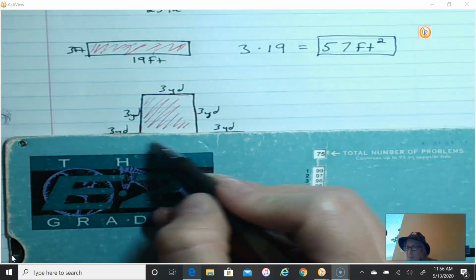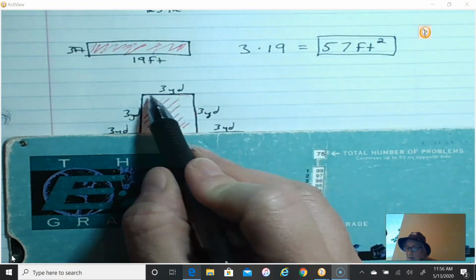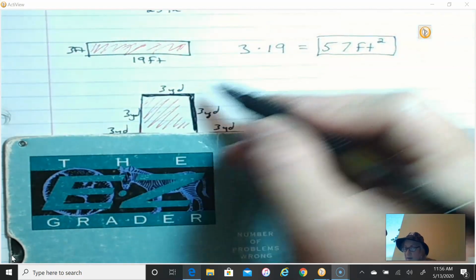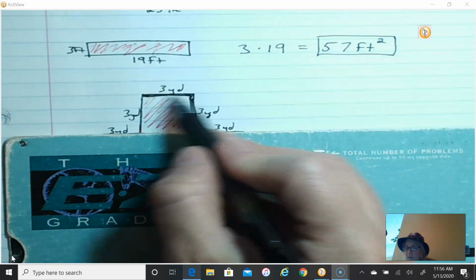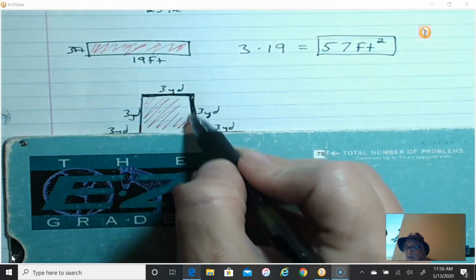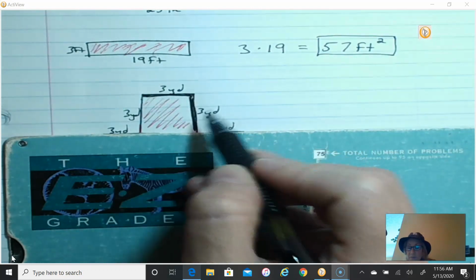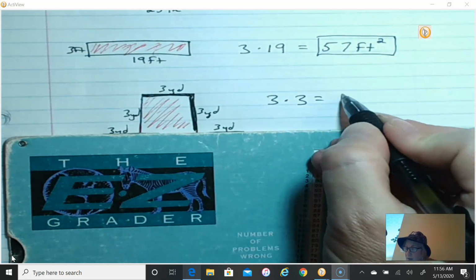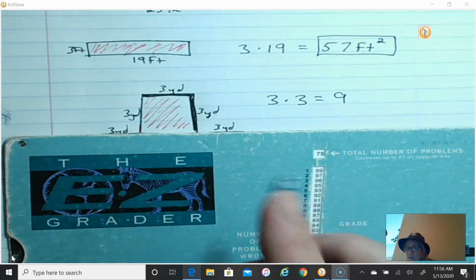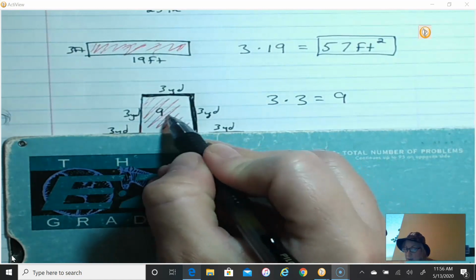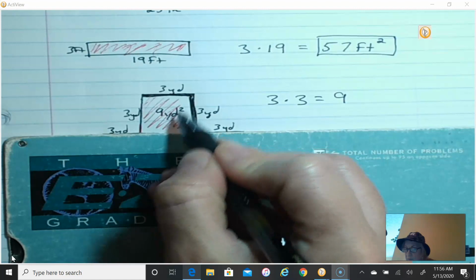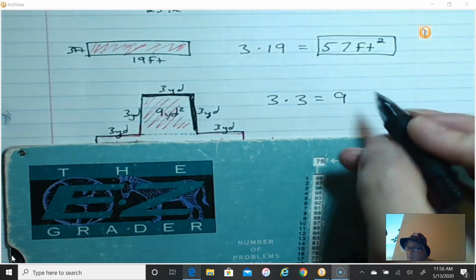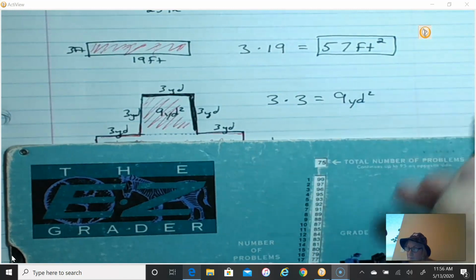Okay, so we're going to cover that one up. So we're only looking at this box. We only need 2 sides. This side we can choose, and we can choose this side. It doesn't matter which 2 sides. You could have done this one and this one, but you need 2 sides that are next to each other. That's going to be 3 times 3, which is 9. So we know 9 yards squared is the area for this box. In fact, I'm going to write that.